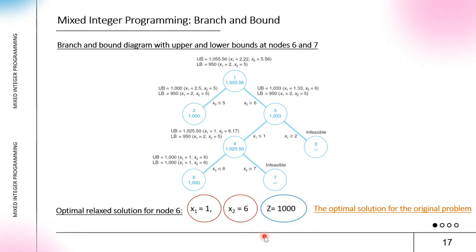This diagram illustrates the fully updated tree. Node 6 is the best feasible integer solution found so far. In this solution, x1 is 1, x2 is 6, with a profit of 1000. All other branches either had fractional values or were infeasible. Therefore, this is our final solution.